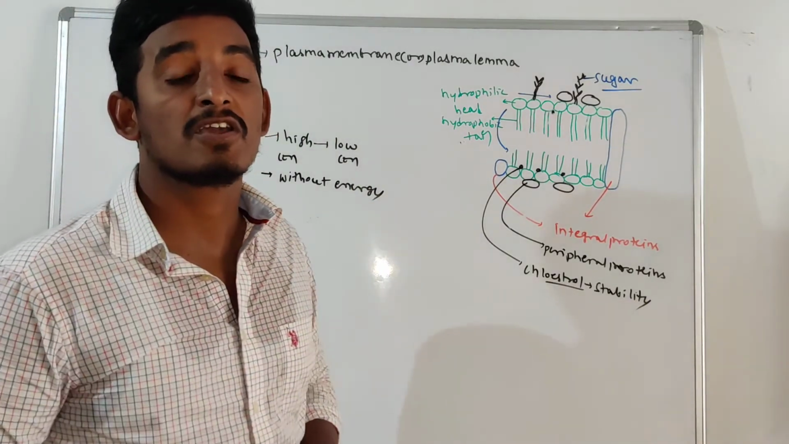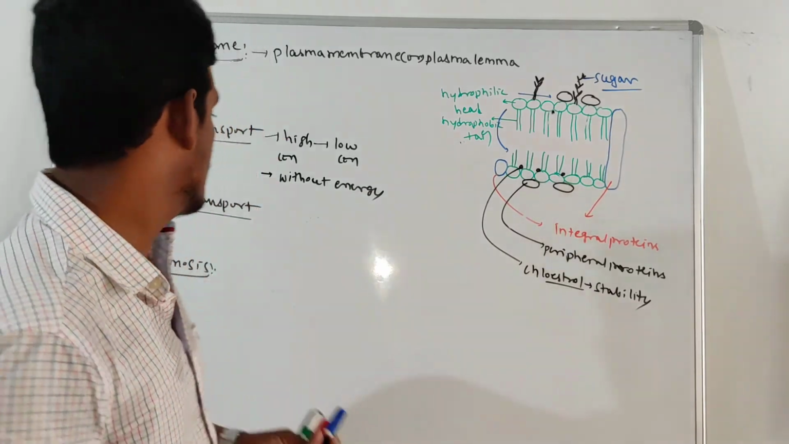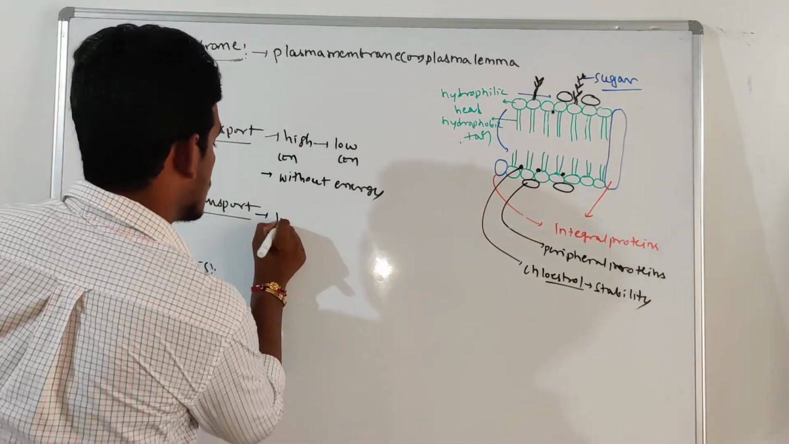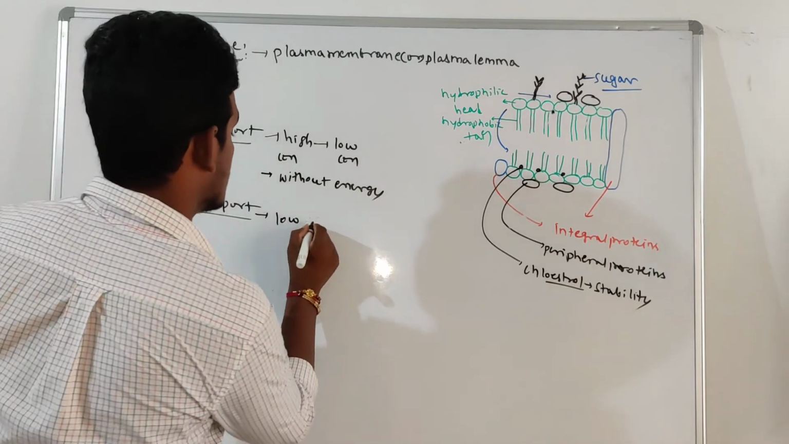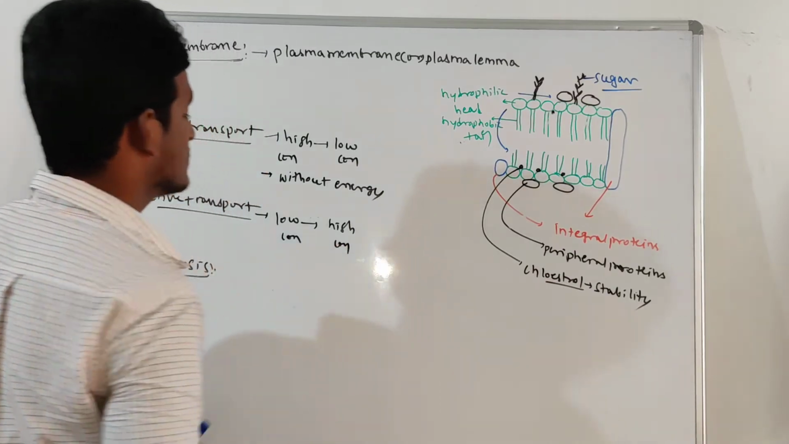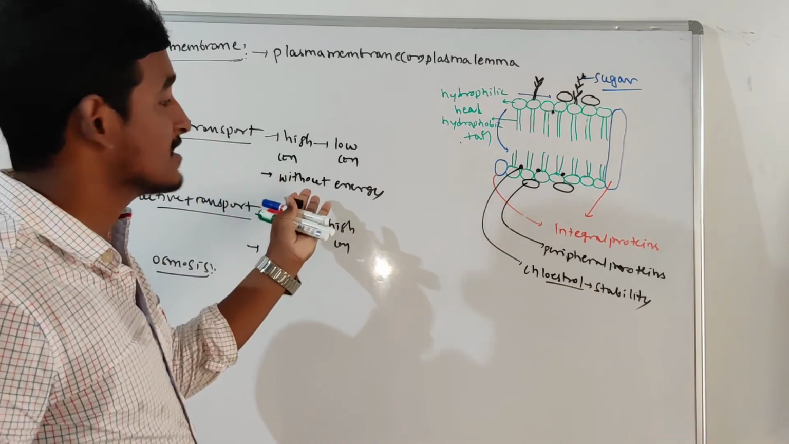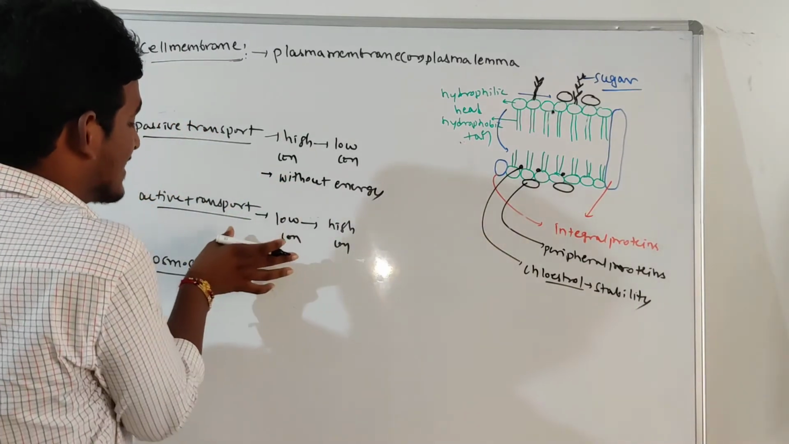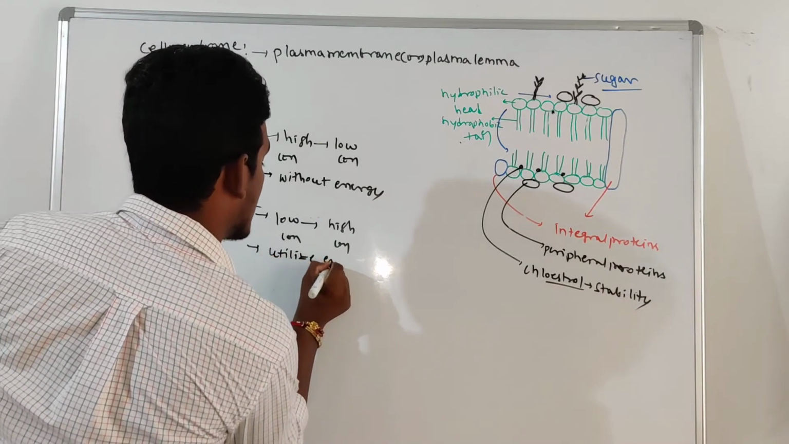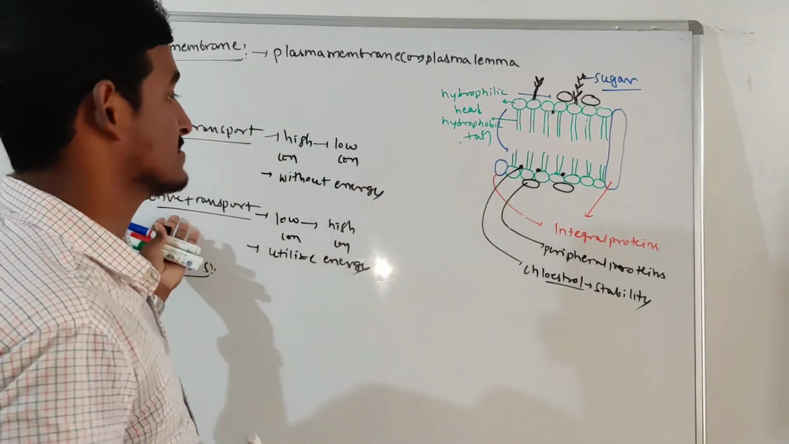If you see some of the molecules, those are polar molecules, and they can't move easily. That's why those molecules move against the concentration gradient, which means the movement of molecules takes place from low concentration to high concentration, utilizing ATP. In passive transport there is no need of energy, but here it will utilize energy in the form of ATP. Utilizing energy, the movement of molecules takes place.